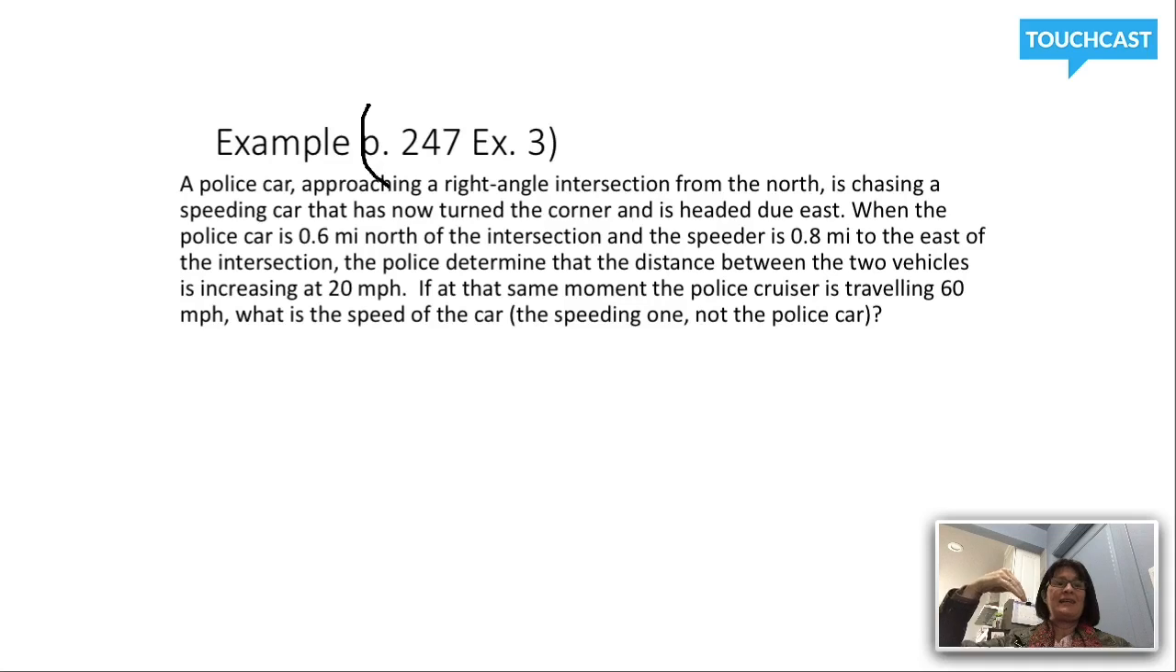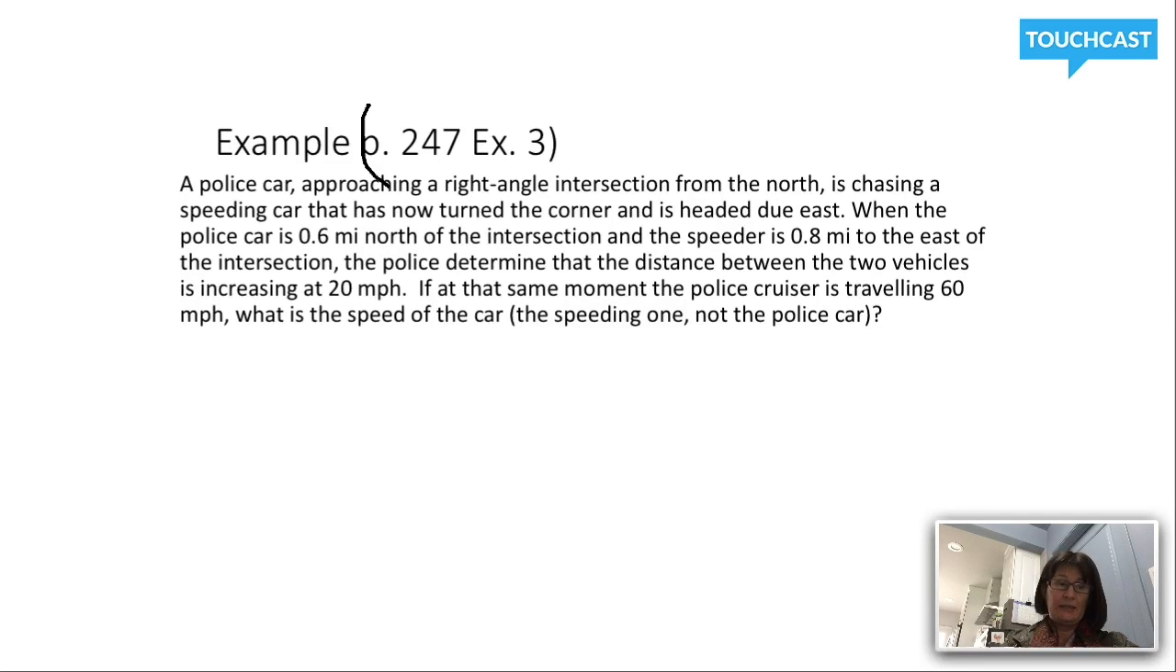And they know that at the exact moment when the police are 0.6 miles north of the intersection and the bad guys are 0.8 miles east, they can radar gun the bad guys and figure out how fast that distance between them is changing. Can you use that information to figure out how fast the speeders are speeding? So, yes, you can.